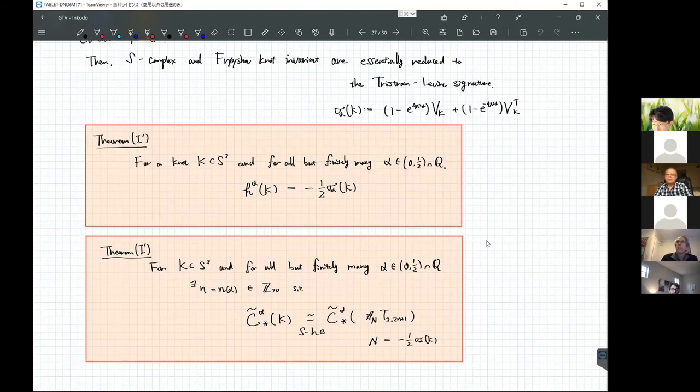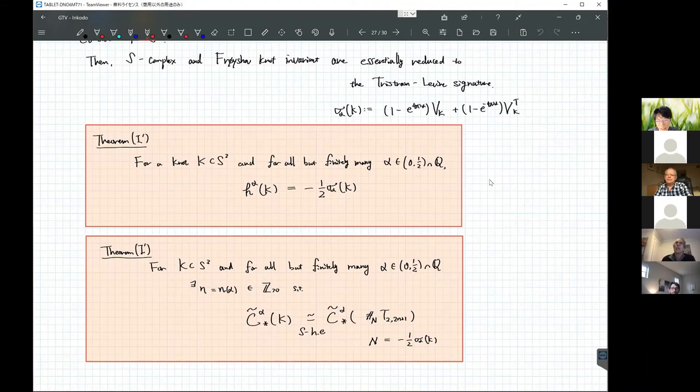May I ask a question? Okay. Sorry, it's Danny. So when you say all but finitely many alpha, are the alphas simply the ones where you have roots of the Alexander polynomial, or is there some other kind of exceptions? Like when is this not true?